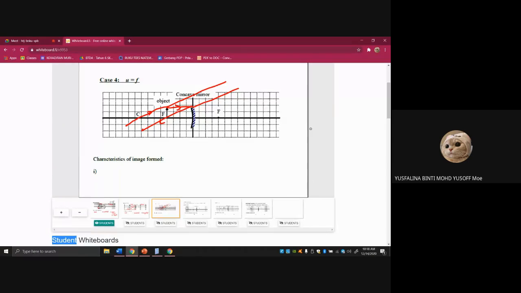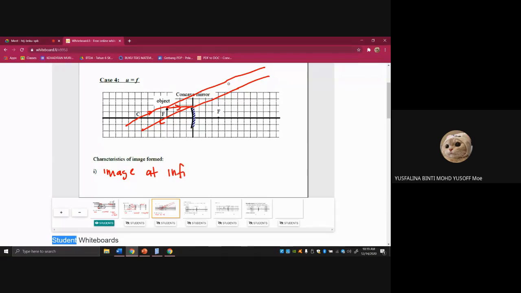Right? So you can see here the image, and then you try to make the line longer. You can see there is no image formed. There is no intersection between the two lines, right? So there is no intersection, but you know that the image will form at infinity. Means we don't know where it is.